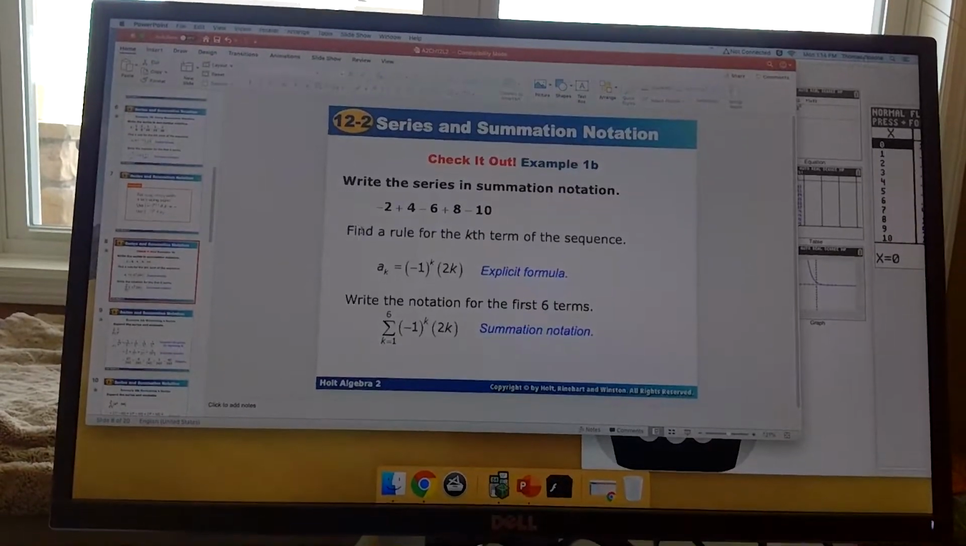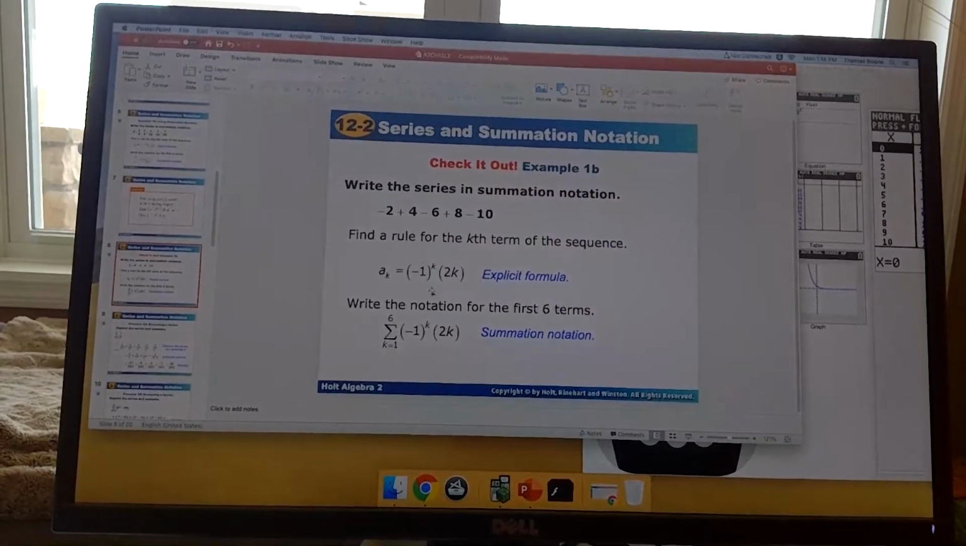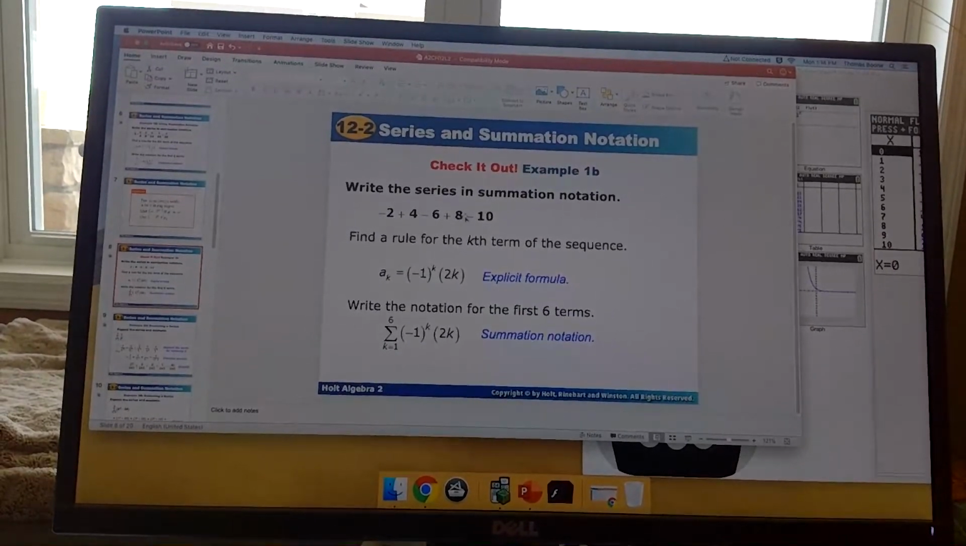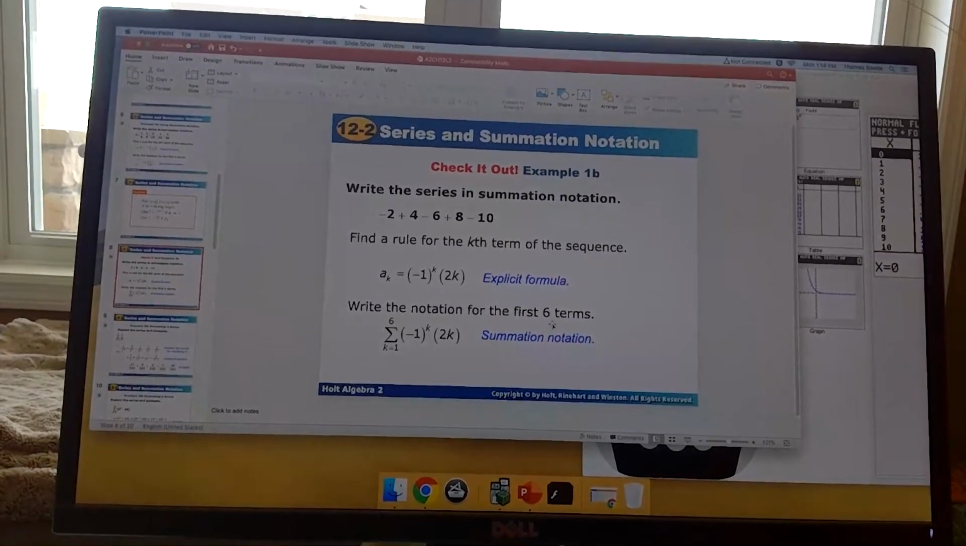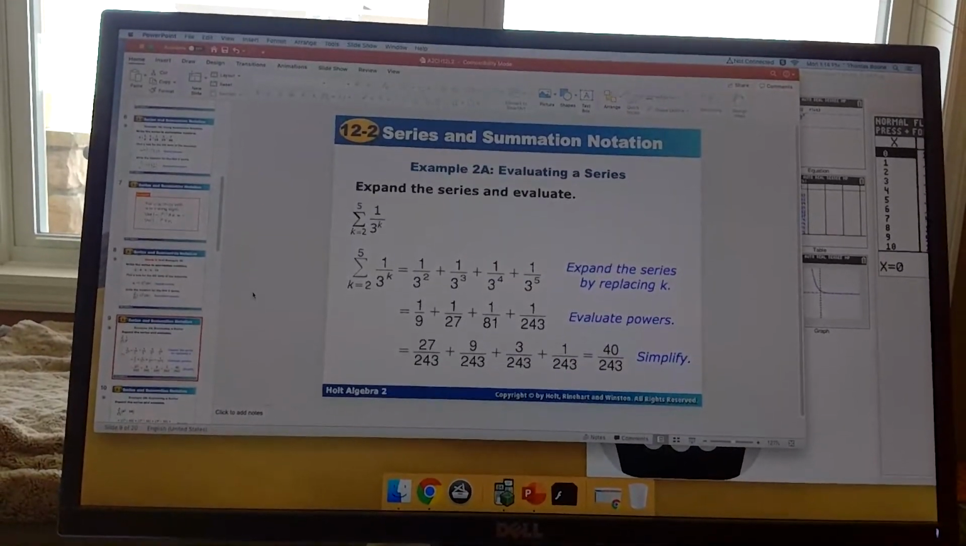Now once again, 1, 2, 3, 4, 5. If it says write for the first 6 terms, I guess you'd go 1 to 6. But in this case, 1, 2, 3, 4, 5, I would have just done 1 through 5. But since they said 6, I'd go 6 here. All right, here's another one. Now, this time we're going to expand the series.